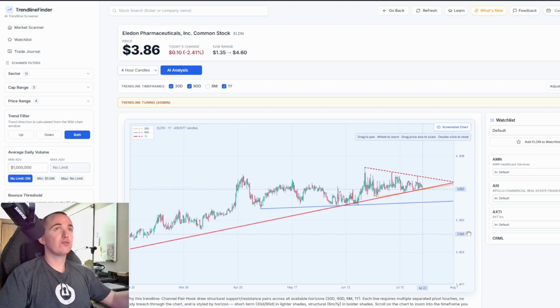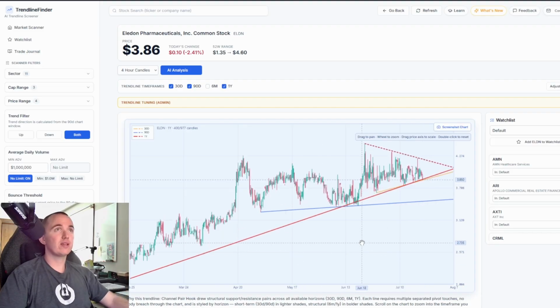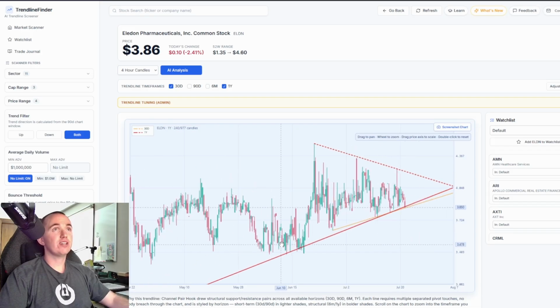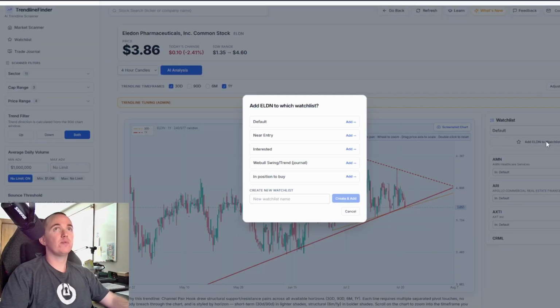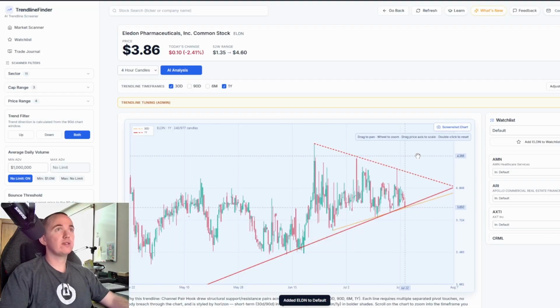It's the cool thing about trendline trading. It is still respecting the 1 year trend line, and it's actually touching it right now. So this is a very high conviction to me. This is one that I'll add to my watch list, which you can just do on the side here. We can just add it to our default watch list.